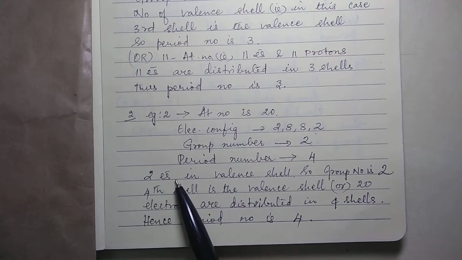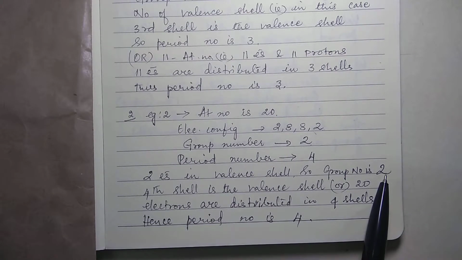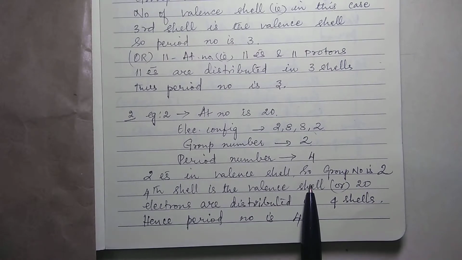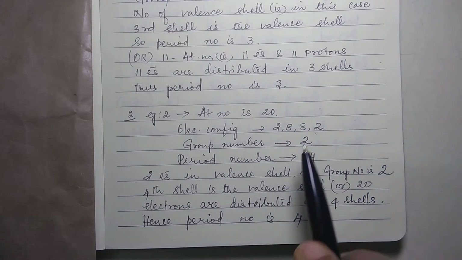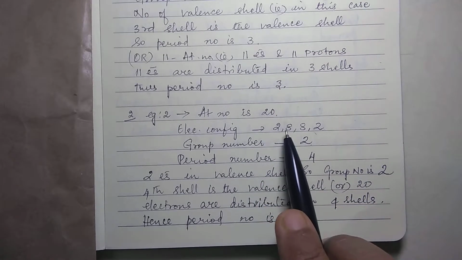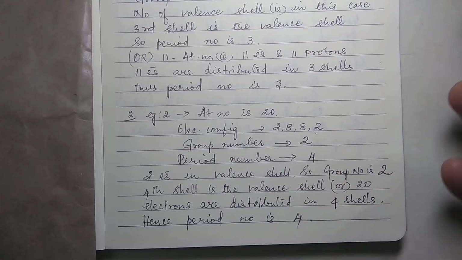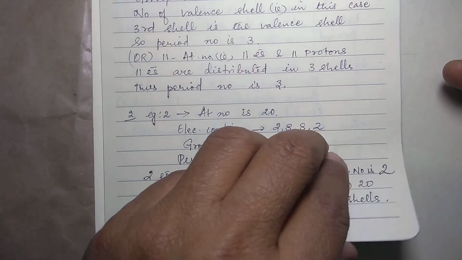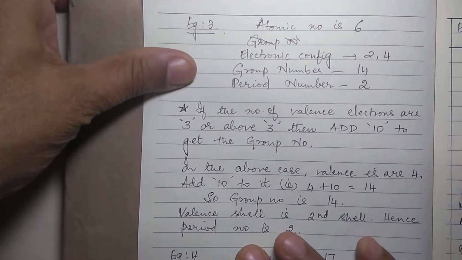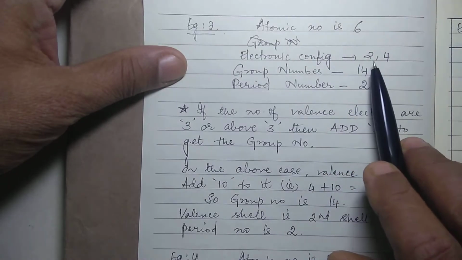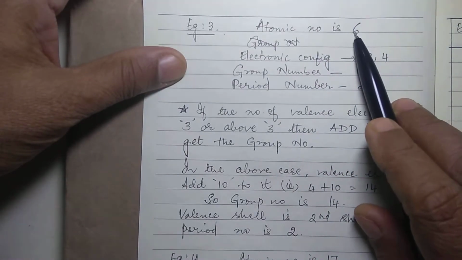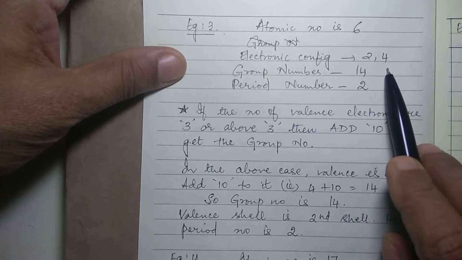Clear? So 2 electrons in valence shell, so group number is 2. Fourth shell is the valence shell, so period number is 4. Or you can say these 20 electrons are distributed in 4 shells, so period number is 4. In whichever way it is convenient to you, you can understand. Now let us see one more example. Atomic number 6. Now the electronic configuration will be 2, 4. Is it not? First shell can accommodate 2, then the rest will go to the second shell.